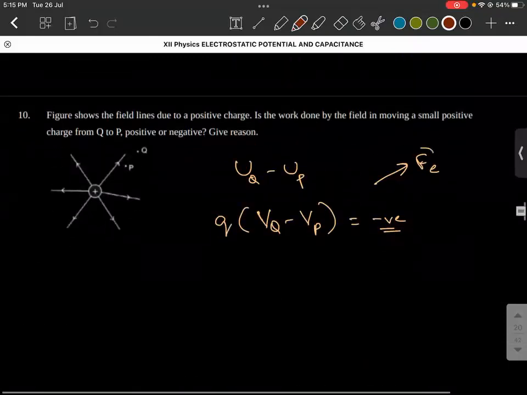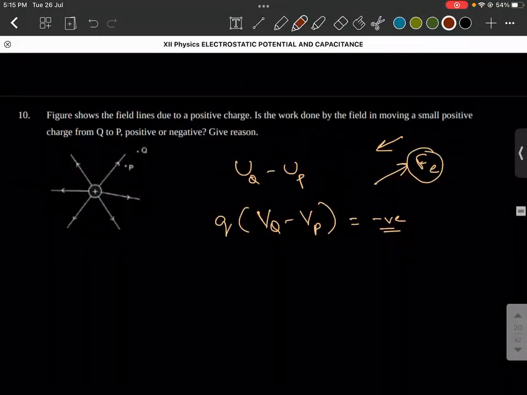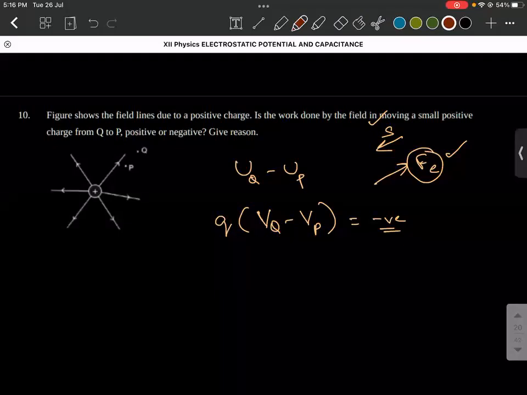So the logic is we are doing the work against the electrostatic force. The electrostatic force and displacement of the object are in opposite direction. So the work done is negative. That is one way. Or the other way of writing this is UQ minus UP, and you can write it as Q into VQ minus VP. So did you understand why VQ is less than VP? Distance is more, and direction of electric field is from higher to lower potential. Okay.